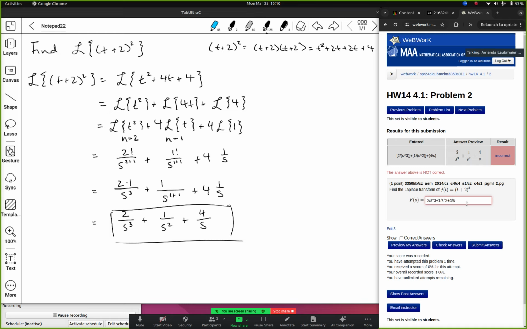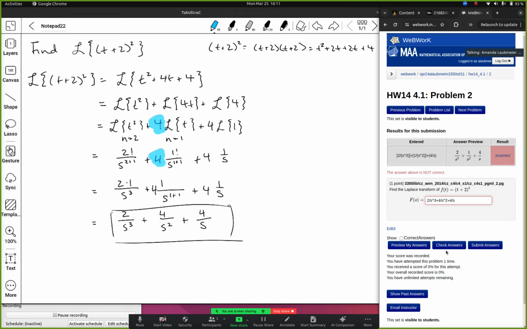T squared plus 4t plus 4 looks fine. Oh, here's where I went wrong. When I did this part right here, I dropped off my 4. So I just have to make sure that I drag that all the way down as I'm working through it, and then I end up with 4 in the numerator of that term. So the issue I had just now was that I forgot to copy that 4 down, is all.